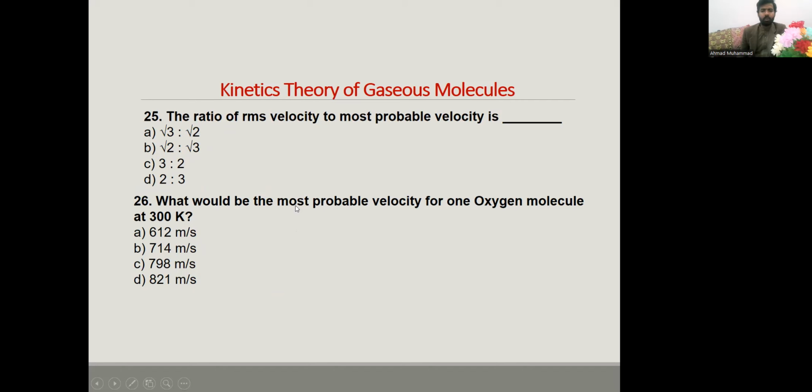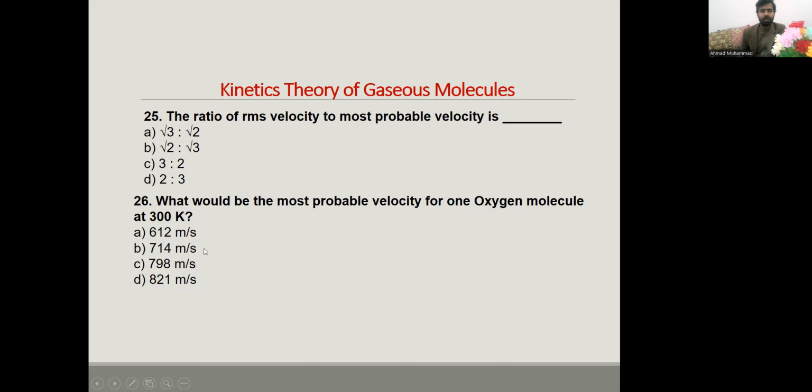What would be the most probable velocity for an oxygen molecule at 300 Kelvin: 612 meters per second, 714 meters per second, 798 meters per second, or 821 meters per second?